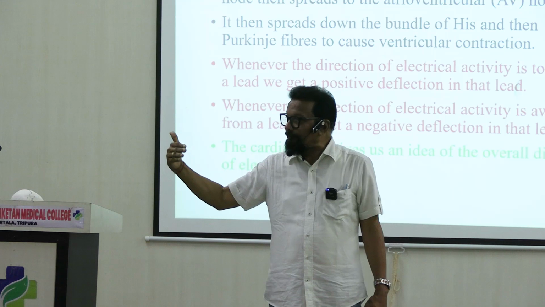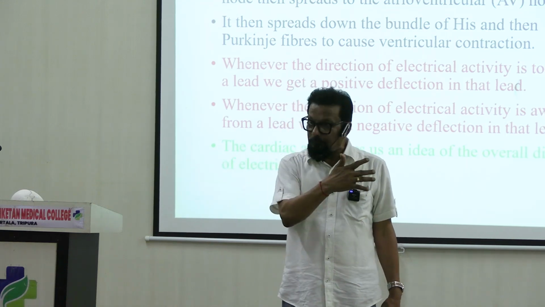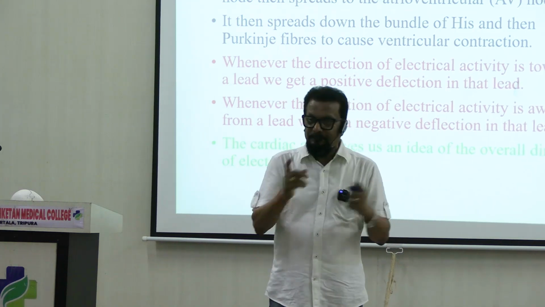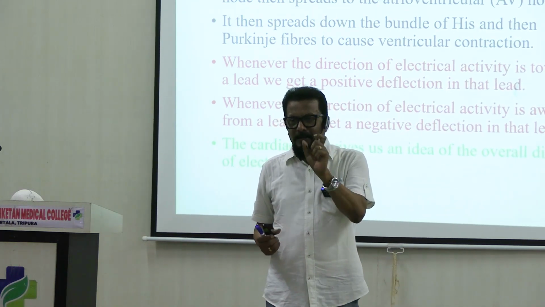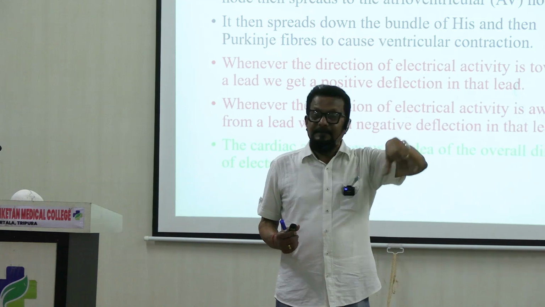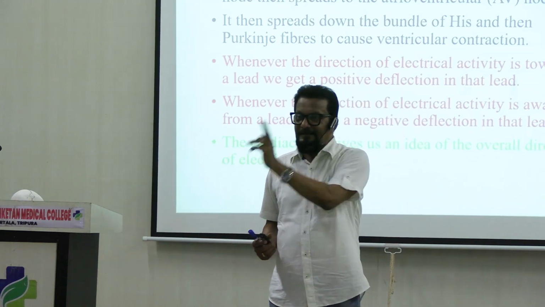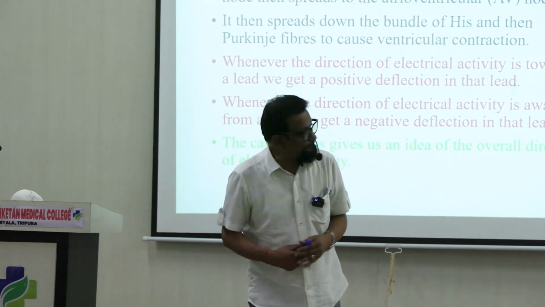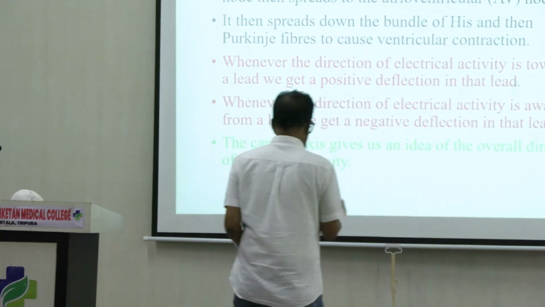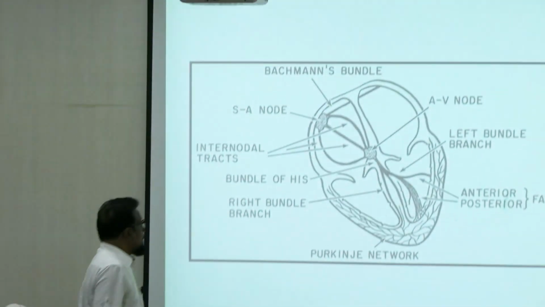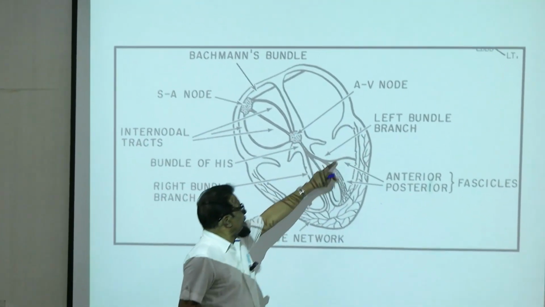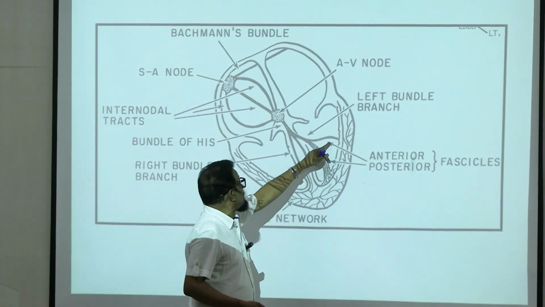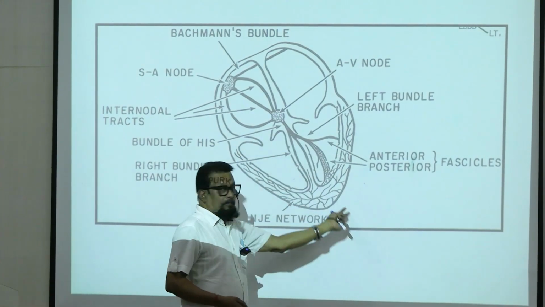If the direction of flow is towards the positive pole of the electrode, it will create a positive wave. If it is away, it creates a negative wave. That is why we find that in one lead it is giving a positive wave while in some other lead it is giving a negative wave. It is because of this only. The anterior fascicle and posterior fascicle can be blocked.